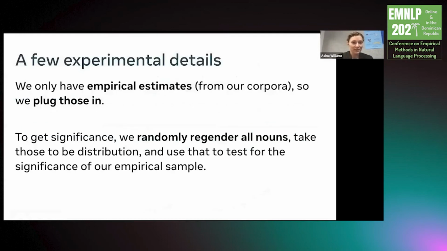So a few experimental details for those of you who are excited about mutual information. We use the empirical estimates from the Wikipedia corpora and just plug those in, so the probabilities of the words from Wikipedia. There are other things we could do, but we did that as an initial first step. And to get significance, we randomly regendered all the nouns that we had. So if it had been a feminine noun in German, we would give it either neuter or masculine. We did that a bunch of times, I think 10,000 times, to create a distribution. And then we used that as a non-parametric test for significance, to see if our empirical sample fell past the 95% of the distribution.